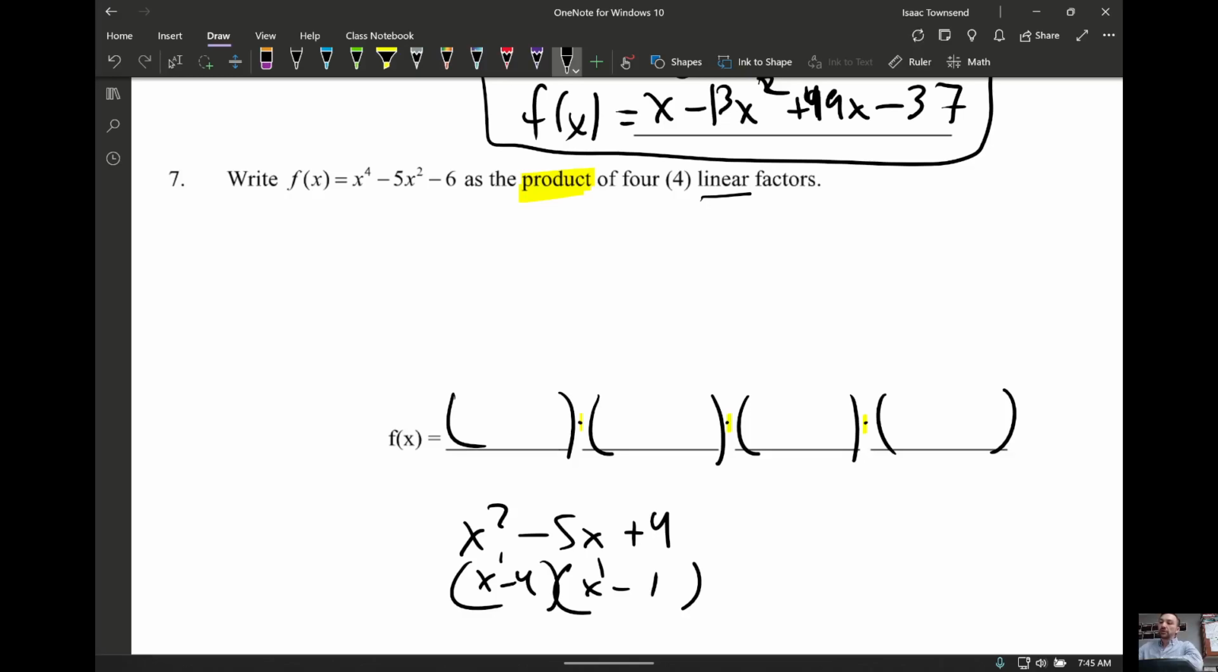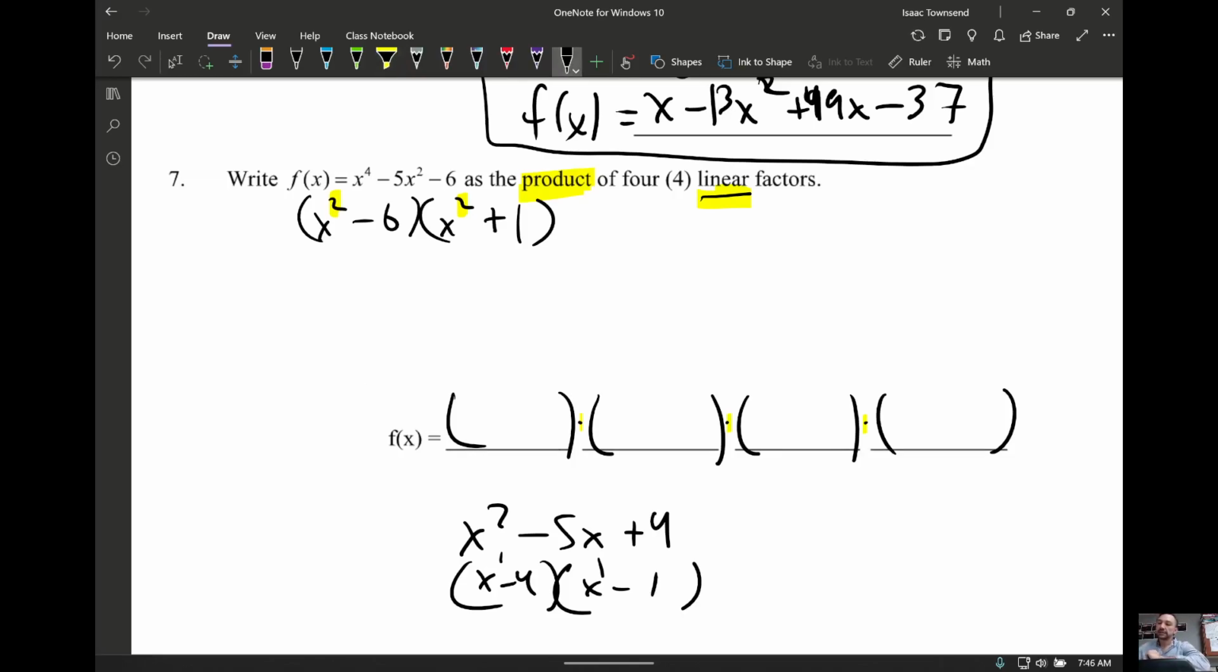So if I try to factor this, looks like we could do x squared times x squared to get x to the 4th. Minus 6 times positive 1 gives us negative 6 for the last part of FOIL. And the outer and inner part of FOIL combine to be minus 5 x squared. This can't be your answer though because of the quadratics. Linear means to the first power. These are currently quadratic factors, not linear factors.